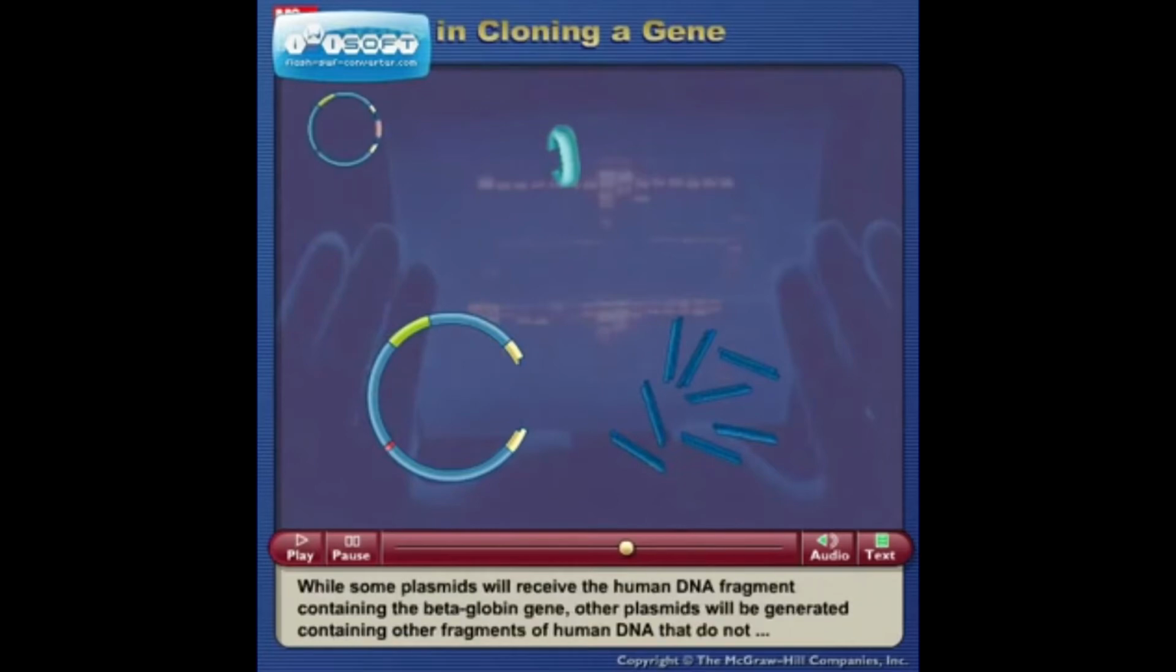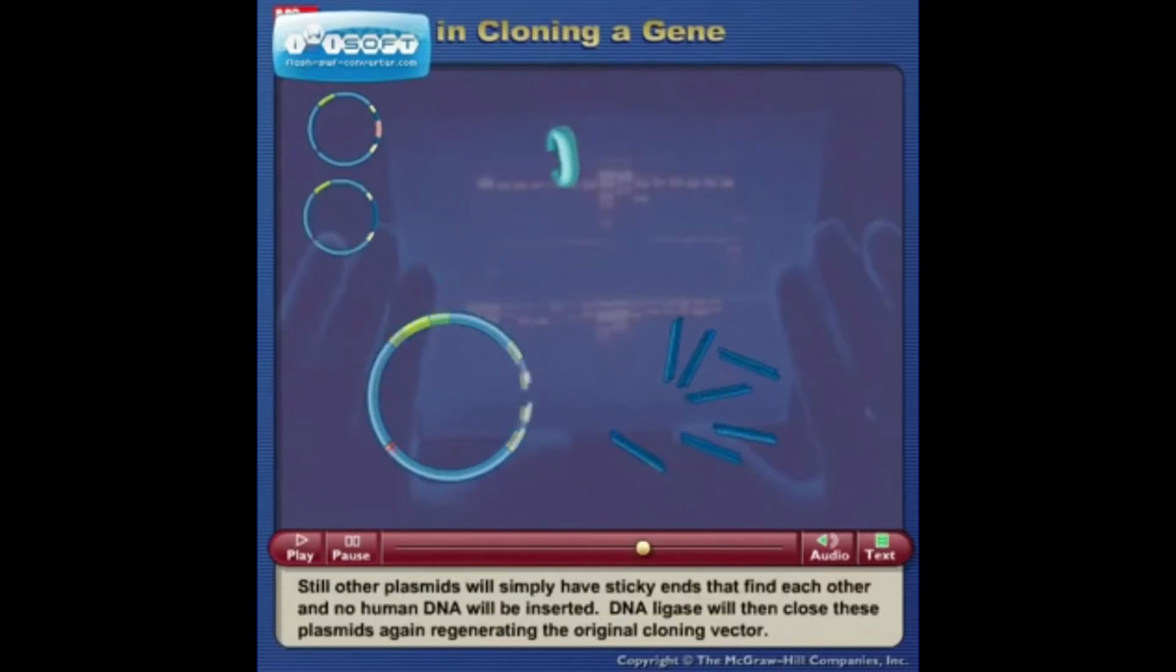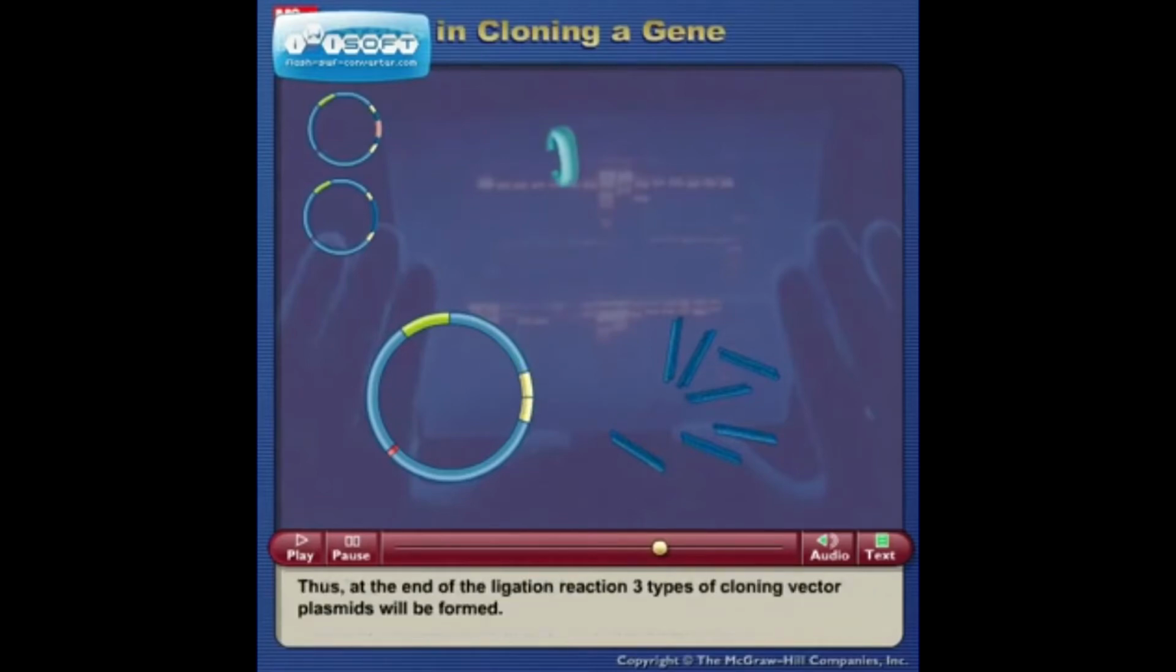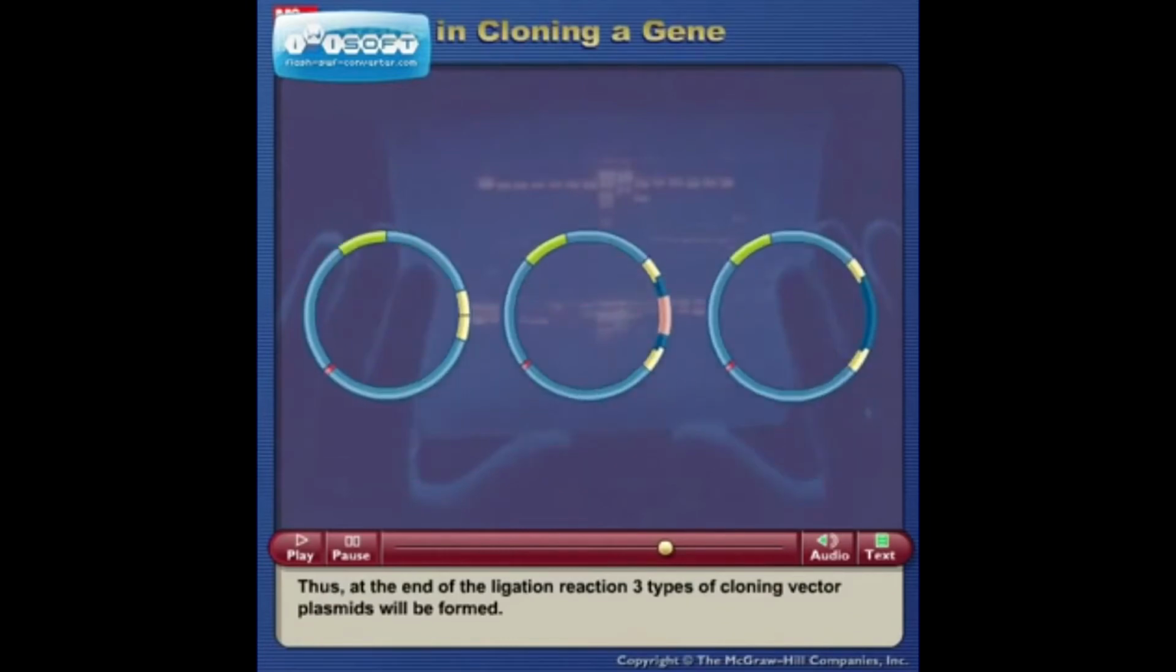While some plasmids will receive the human DNA fragment containing the beta-globin gene, other plasmids will be generated containing other fragments of human DNA that do not contain the beta-globin gene. Still, other plasmids will simply have sticky ends that find each other and no human DNA will be inserted. DNA ligase will then close these plasmids again, regenerating the original cloning vector. Thus, at the end of the ligation reaction, 3 types of cloning vector plasmids will be formed.